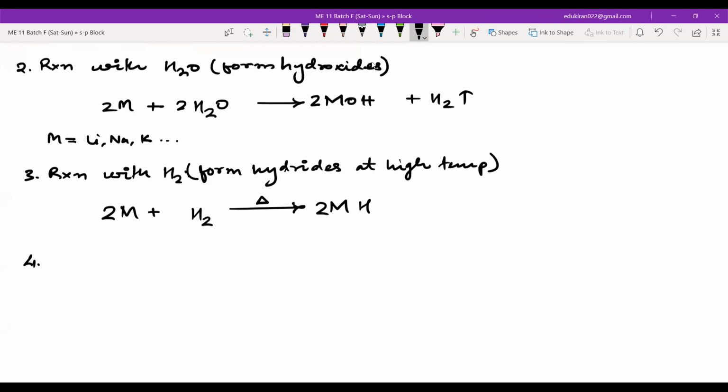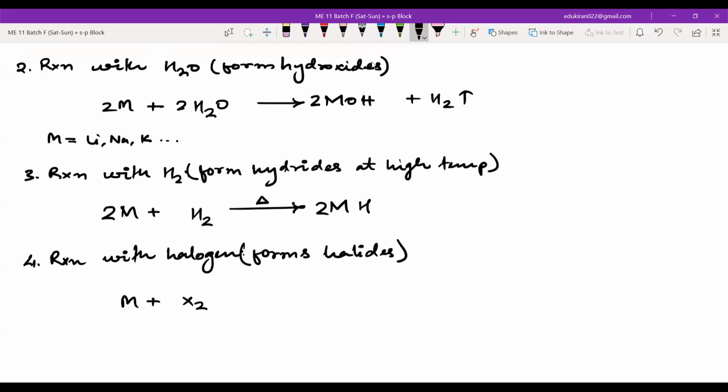Next is a reaction with halogen. What will it form? It will be forming halides. You have M plus X2, and it is going to give you MX.